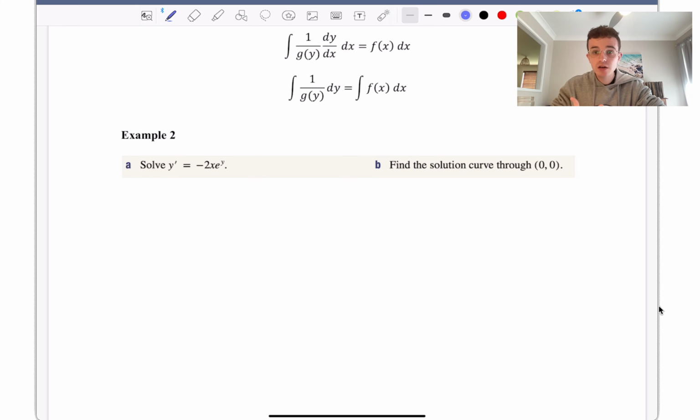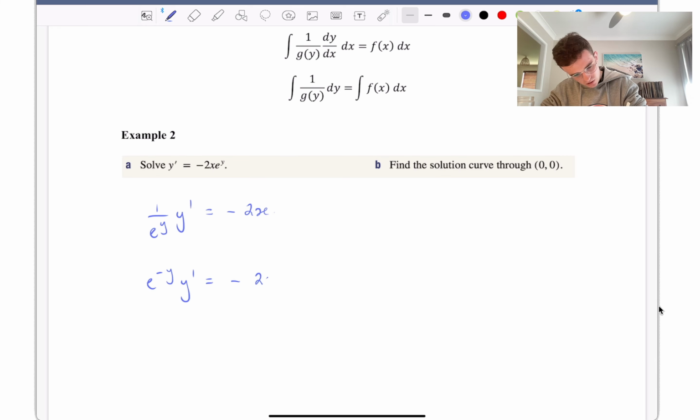So before we can solve it using this method, we have to ask ourselves, is this a separable differential equation? Yes, it is, because it is the product of an x function and a y function. So solve y dash equals minus 2x e to the y. To do that, we're going to divide the e to the y to the other side, and it's equal to minus 2x. We're then going to say, okay, this is equal to minus e to the minus y dash, and that's equal to minus 2x.